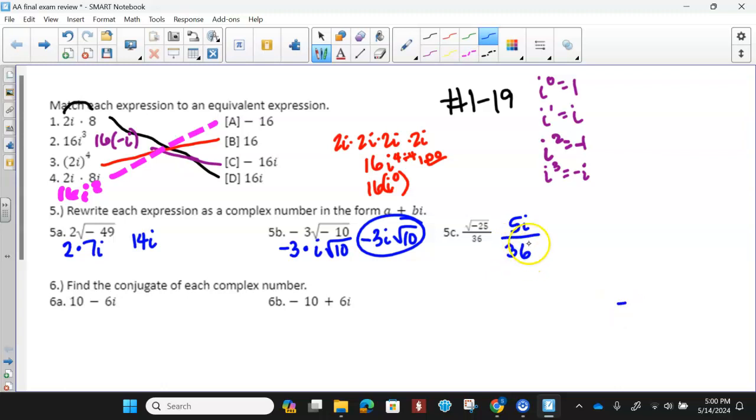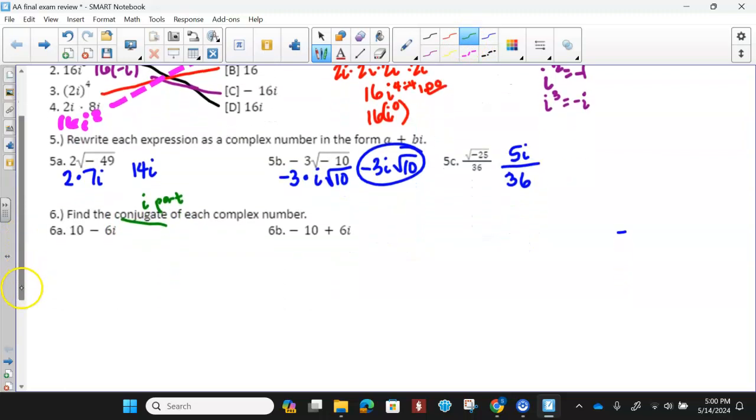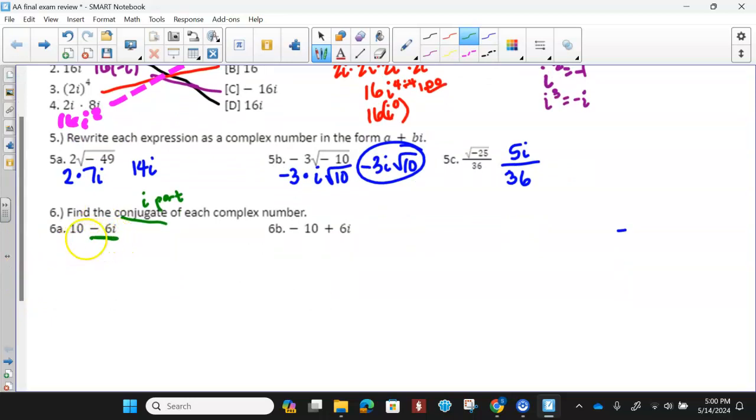Then the conjugate. So remember, for the conjugate, you only change the sign of the imaginary part. That's it. So if I want to know what is the conjugate here, then that is changing the sign of -6i. So you keep 10, but now plus 6i. Same thing here. You only change the sign of the imaginary. So now this is -10, but minus 6i. So there's your conjugate.